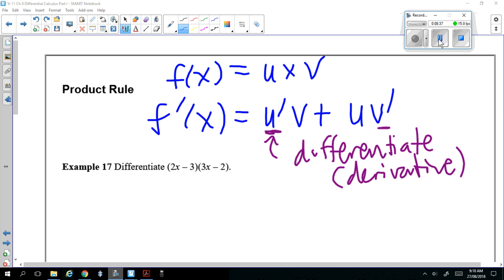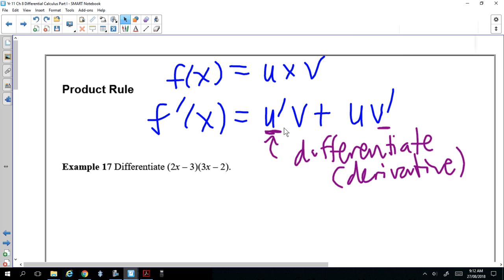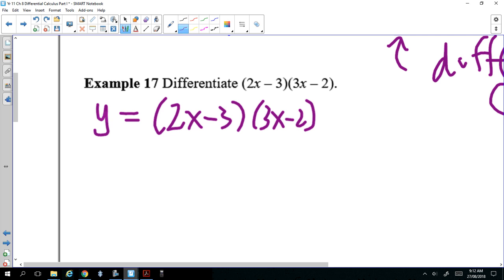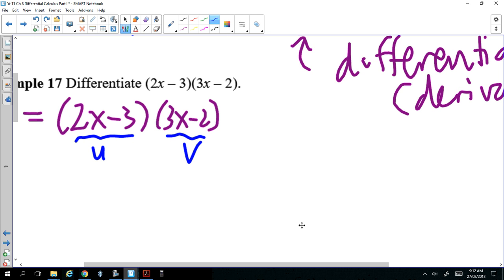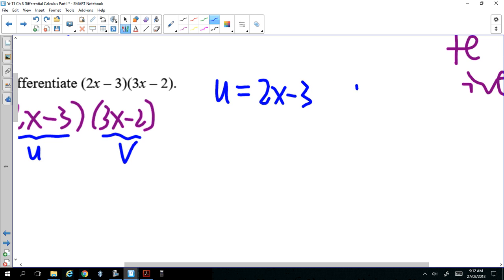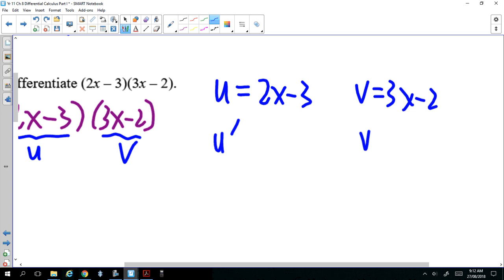Let's try to differentiate this. It's very easy. y equals 2x minus 3 times 3x minus 2. Let's call this u, call this v. My suggestion is to write them out in full: u equals 2x minus 3 and v equals 3x minus 2. Then underneath, write u dash and v dash. What's u dash? Differentiate this. 2. What's v dash? Excellent.